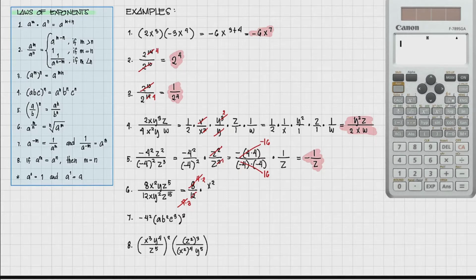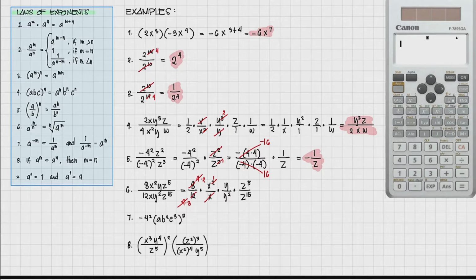So x squared divided by x, and then for the y term, we have y divided by y squared. And then for z, you have z raised to 5 divided by z raised to 15. Then let's cancel out some expressions. So from here, we could cancel x and cancel the exponent here. So 2 minus 1, you'd get 1. And any number raised to 1 is just equal to the number itself. A raised to 1 is equal to a, right?